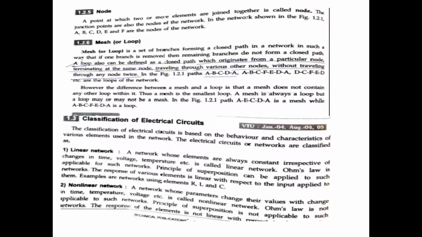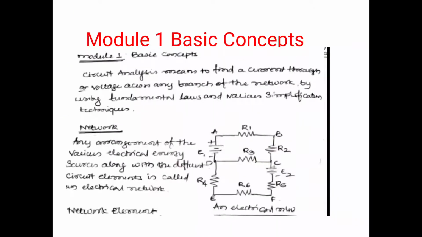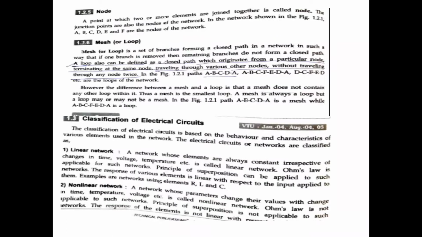Now the definition. What is a node? Already see the diagram here. A is one node, B is another node, C is another node, D is another node, E and F. Total 6 nodes. In between the nodes there is some element, that is R1. A node is the point at which two or more elements are joined together. A, B, C, D, E, F are the nodes, because of joining two or more elements.